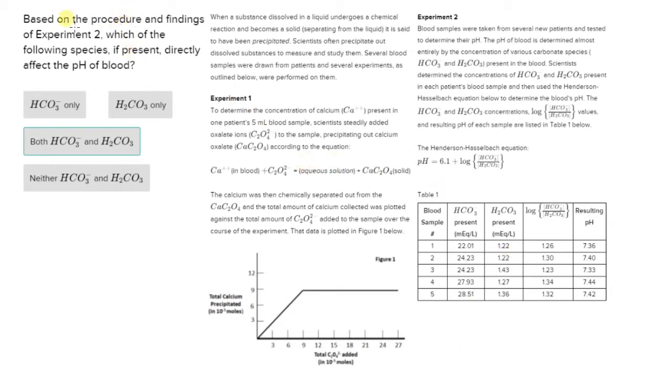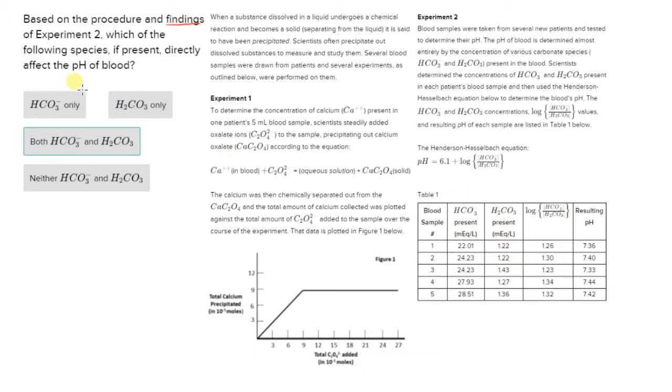So, in this question, we're asked to look at experiment 2 based on the findings of experiment 2, which usually means a table or graph. Which of the following species directly affect the pH of blood? So either HCO3 negative or H2CO3, or both of them, or neither of them. So those are answer choices, and we're going to look over the table to see what makes sense.